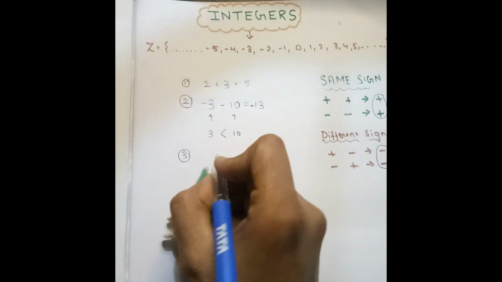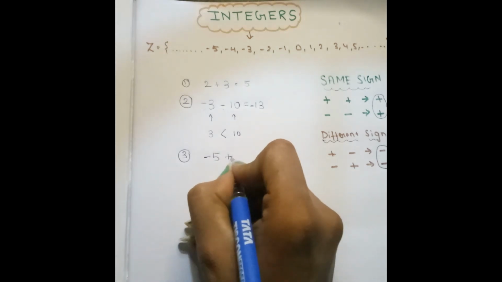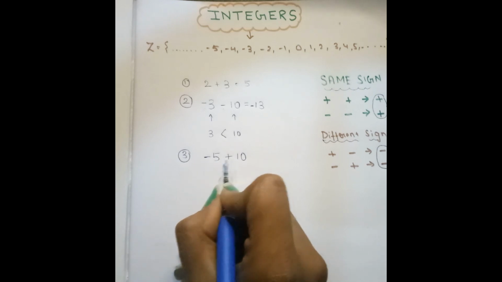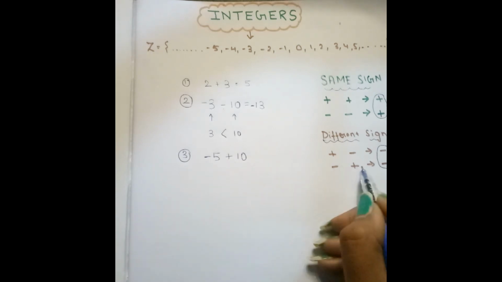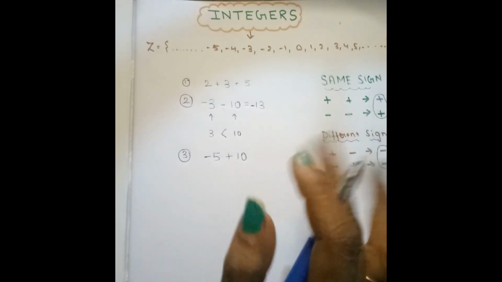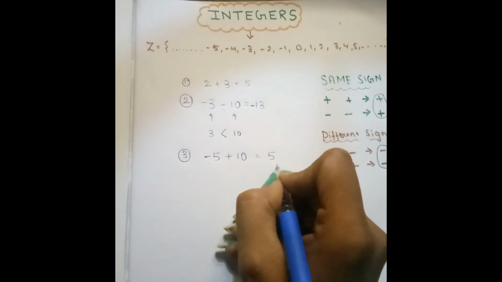So if I have a question like this, -5 plus 10. Now you can see the signs are opposites, or I can say different. When we have a different sign, we have to do minus. So simply do 10 minus 5. Okay, so what is 10 minus 5? It's 5. Now how to decide the sign?